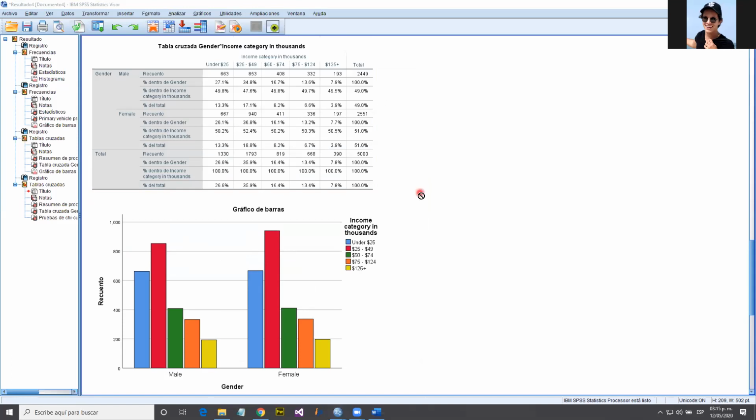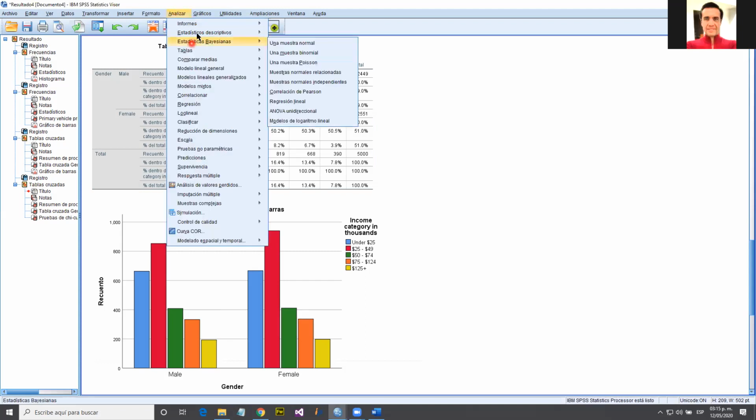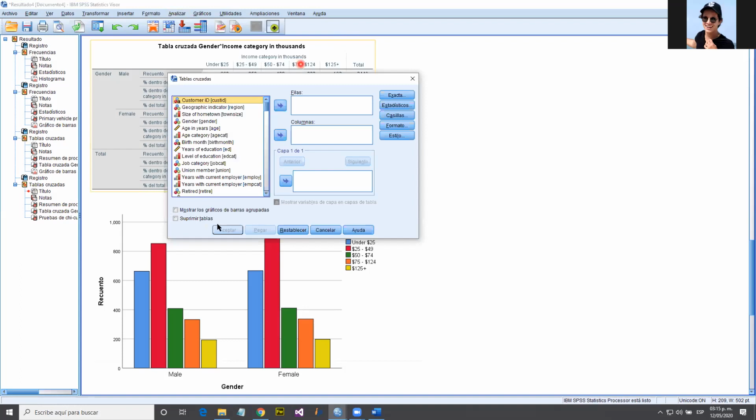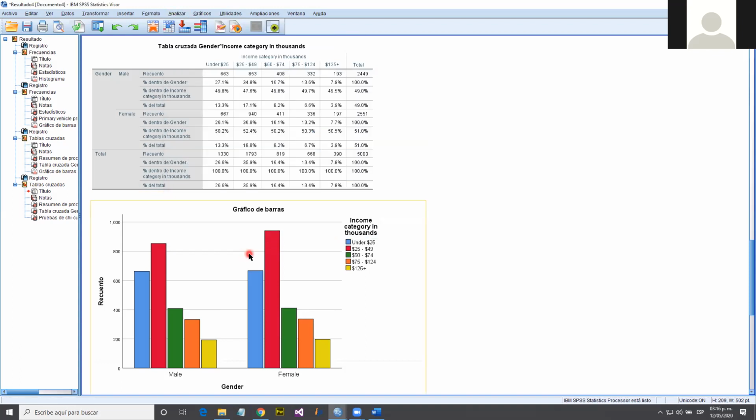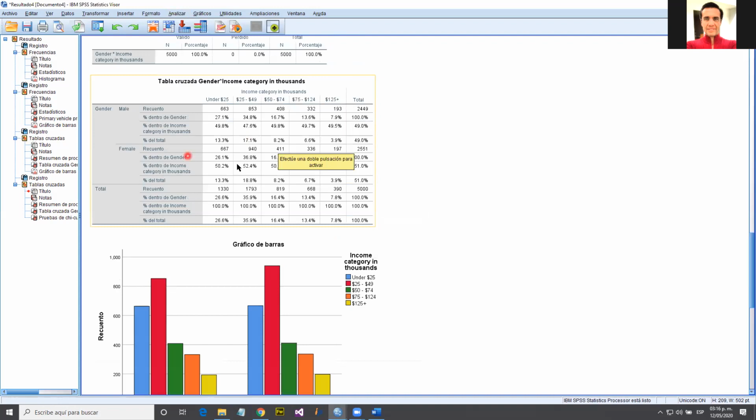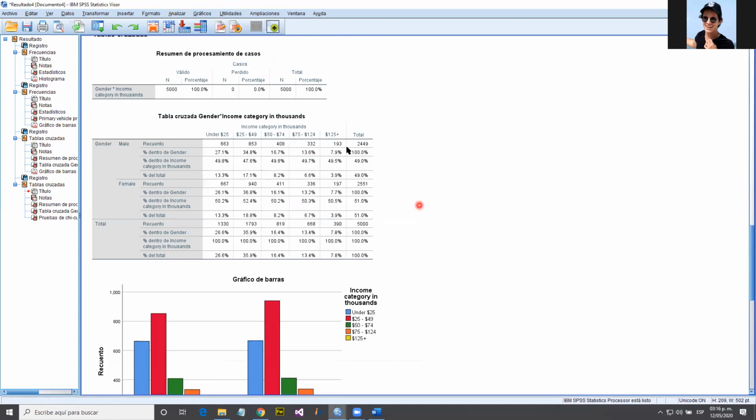Sure. I didn't get the graphics. I just got the chart. Oh, yes, me too. So you have it right here. Wait, I'm going to repeat it. It is right here. What does suprimir tablas mean? It means you are not going to get this table, only the graphic. Okay. Yes.